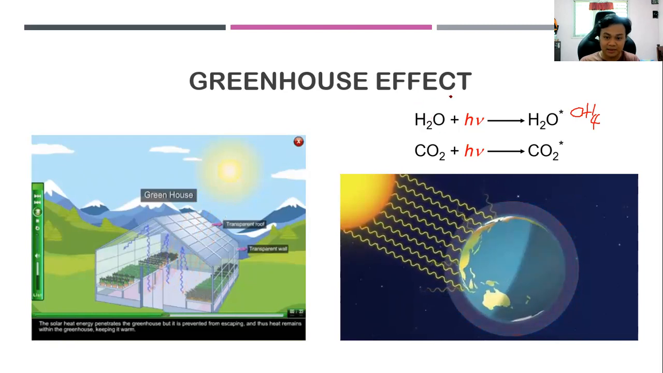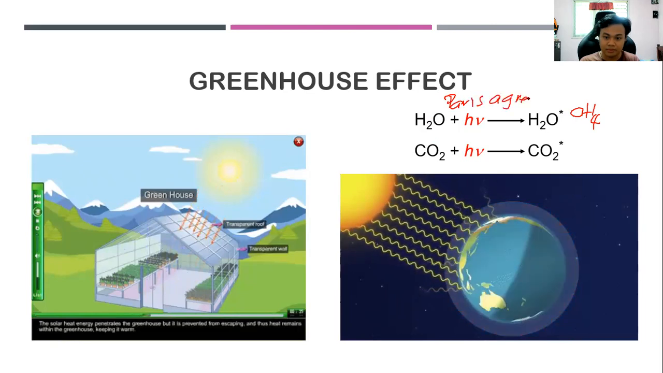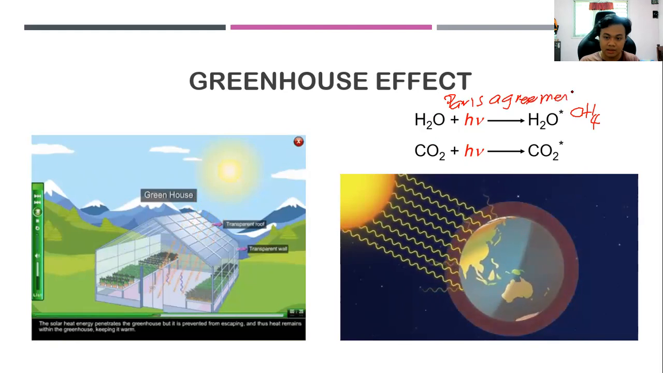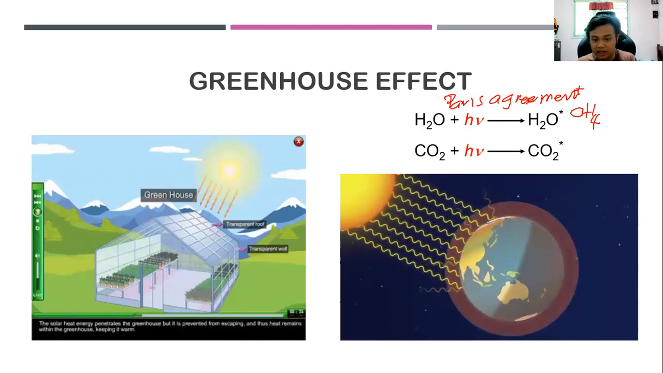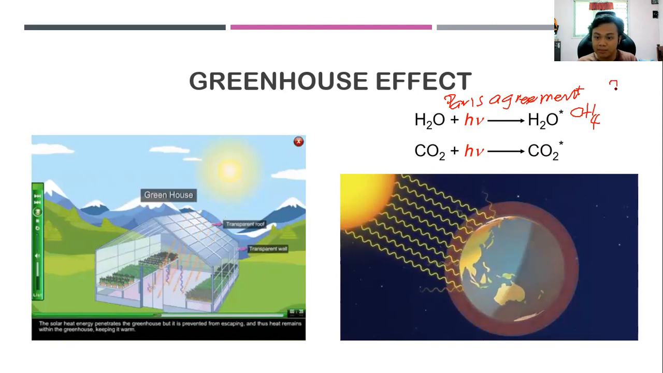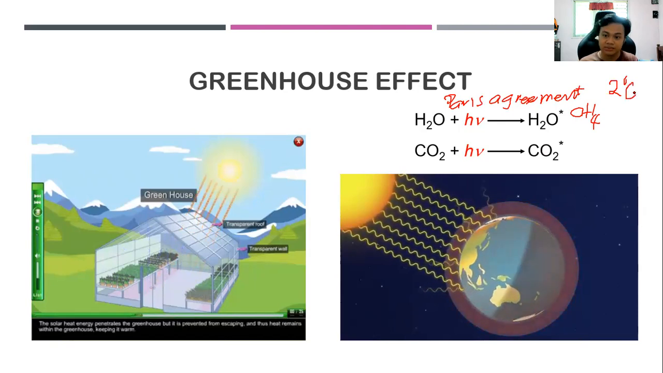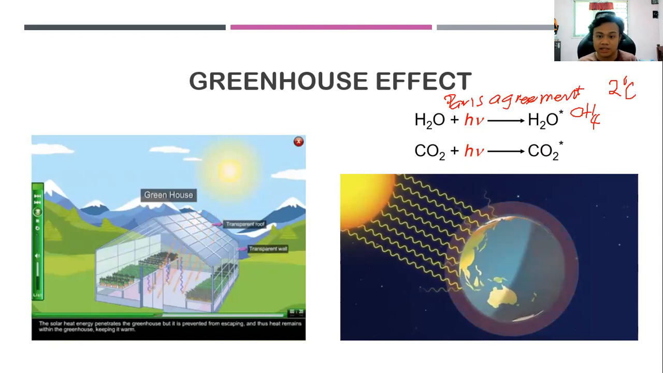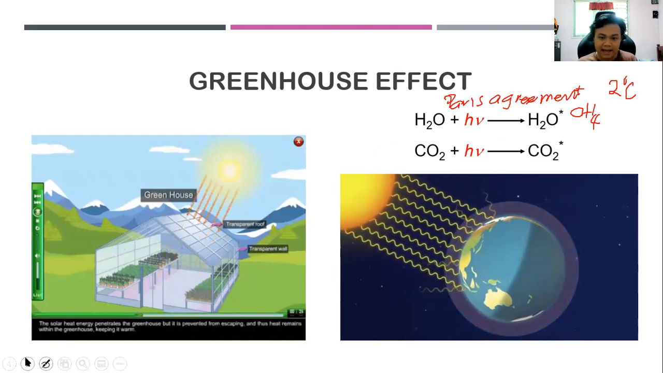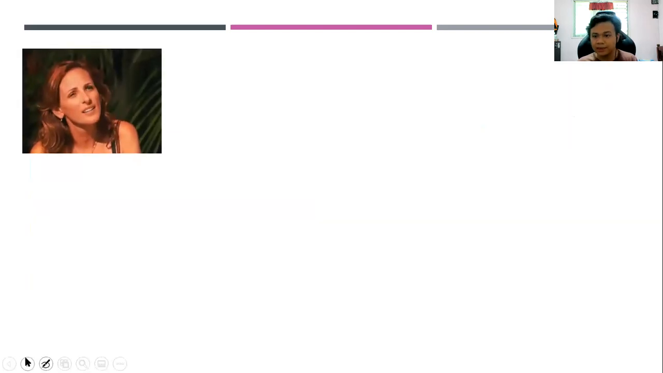So actually, we are doing something about it now, the Paris Agreement. This Paris Agreement has a goal to keep the global temperature from rising 2 degrees Celsius. So we must not raise the global temperature by 2 degrees Celsius. You can read more on that. And next, let's look at a question.